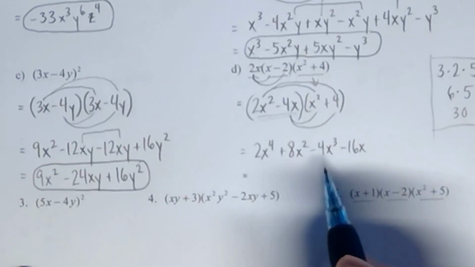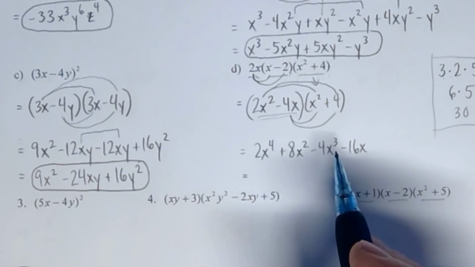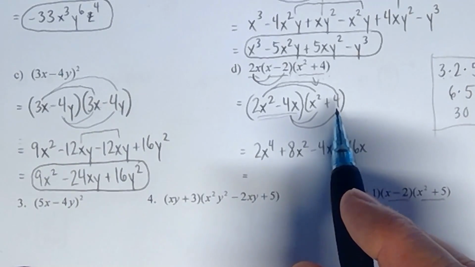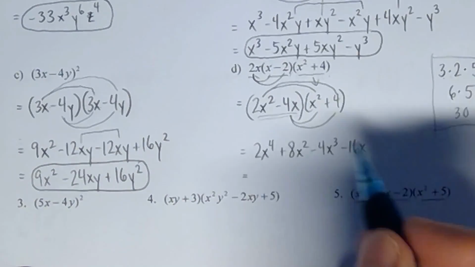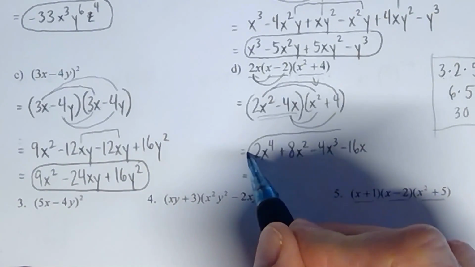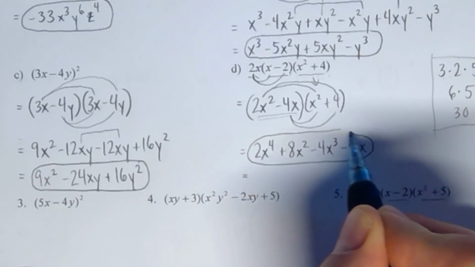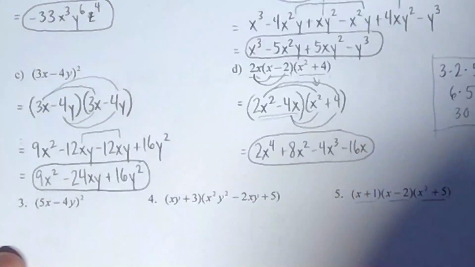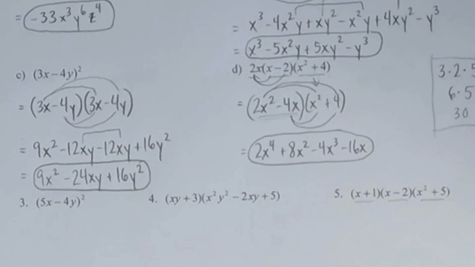Well, check this out here. This is kind of rare, but it does happen sometimes. There are no like terms here once we do all of our multiplications and get rid of all of our parentheses. And so that's why I'm going to stop right there. In fact, I don't even need to write that equal sign right there. So that happens sometimes.